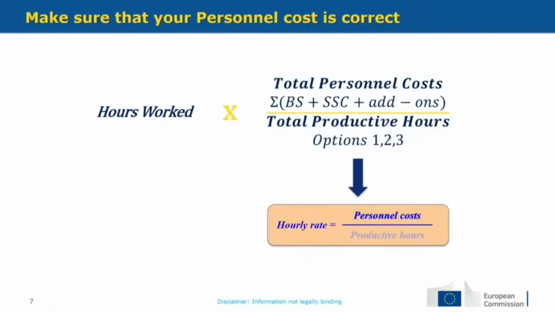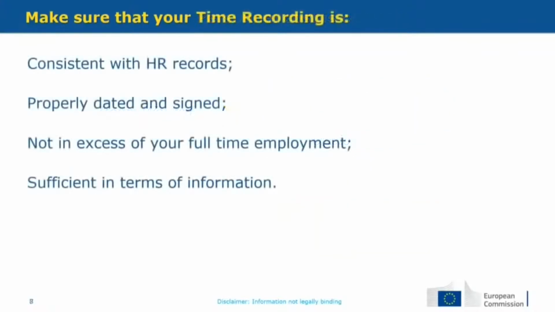For the personnel cost calculation, the method is to multiply the hours worked coming from the timesheets by the total personnel cost, basically basic salary, social security contributions, and add-ons, divided by the total productive hours obtained by using the options explained earlier, 1, 2, and 3: a fixed number of hours, individual productive hours, or standard productive hours. This second part of the equation is called the hourly rate. And for the upper part, we would advise to make sure that the time recording system is in order.